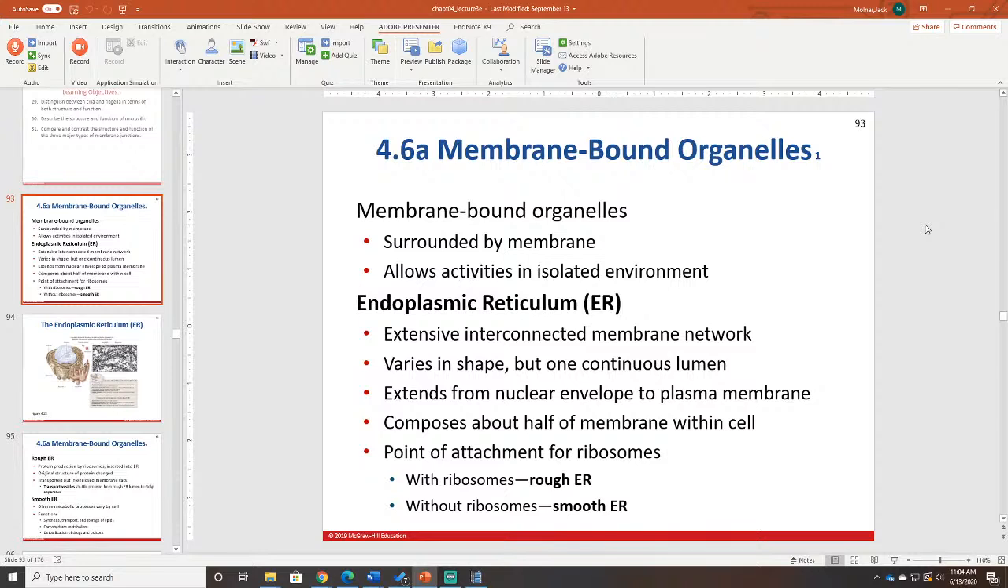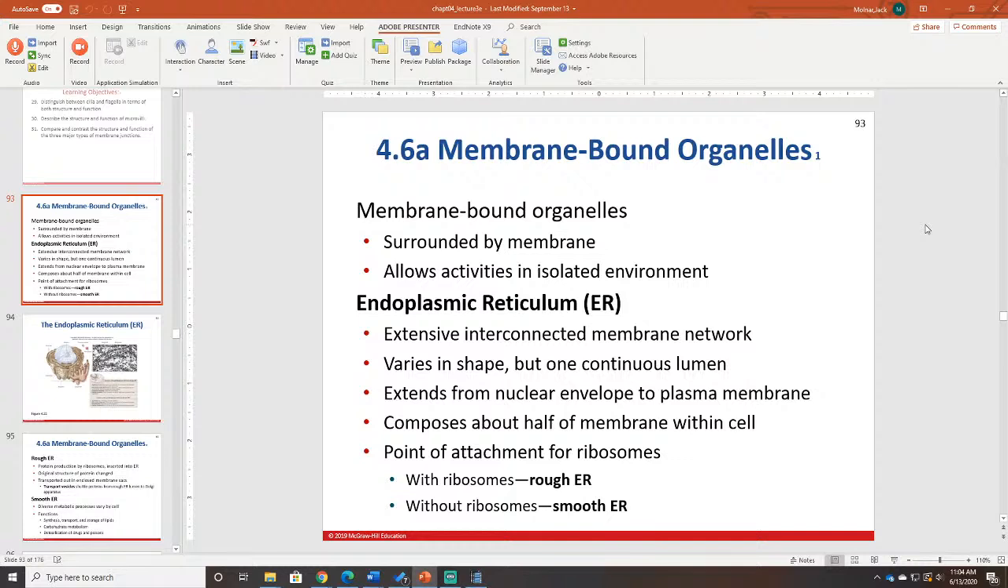All right, so we left off talking about the membrane-bound organelles, which are surrounded by a membrane, which is a phospholipid bilayer, and not always a bilayer, and that doesn't matter. Anyway, it allows for the activities in an isolated environment. Basically, it cordons off some of the space so that we can separate the contents of the organelle from the cytosol.